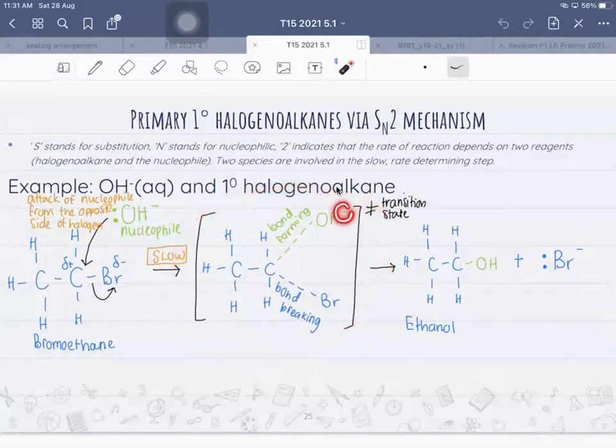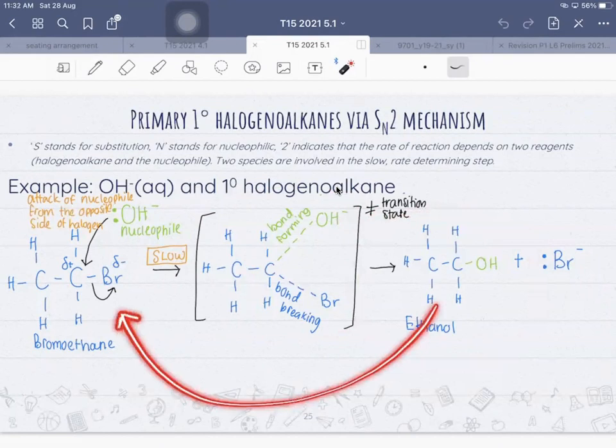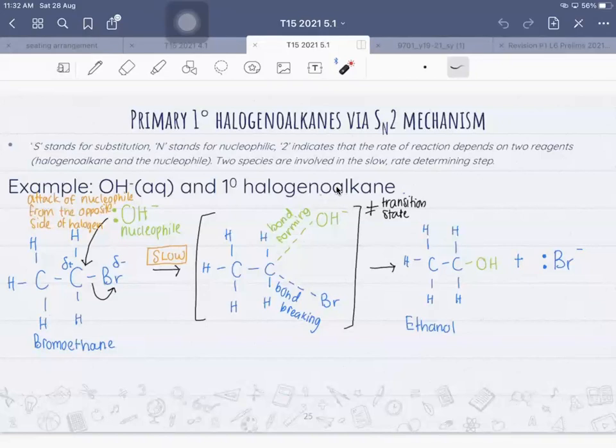Don't forget the negative charge of your nucleophile. If your nucleophile is neutral, then there won't be any charge. Sometimes you will see that this charge is placed outside the square bracket. It doesn't matter. The product that you get will be an alcohol, derived from the original halogenoalkane. So if you started with a bromoethane, then you will end up with ethanol.